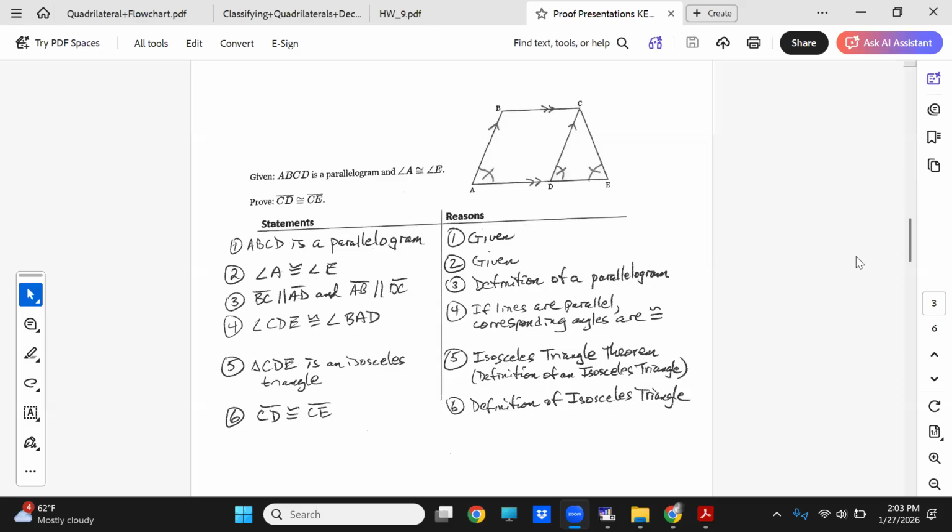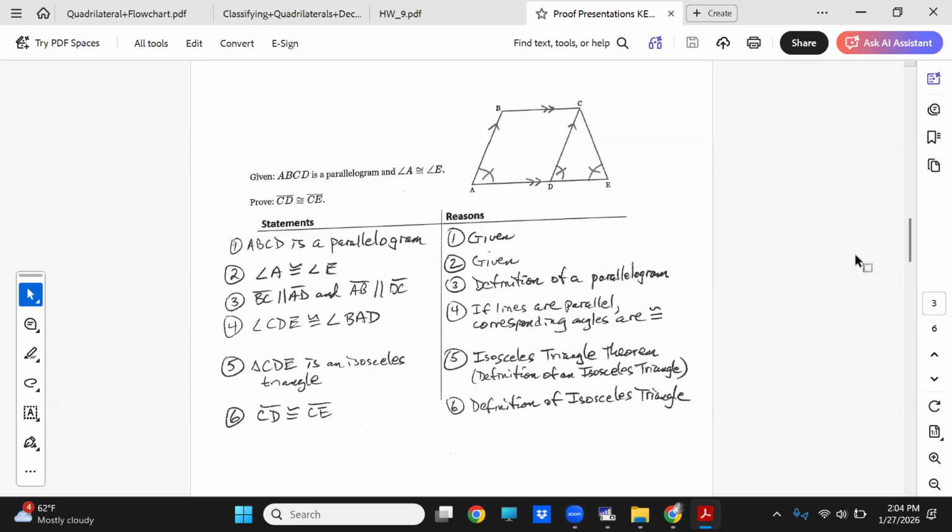Okay. So, you're given a parallelogram, A, B, C, D. Sorry, that's only 4 letters, A, B, C, D. And you're told angle A and angle E are the same. You want to prove that CD and CE are the same.